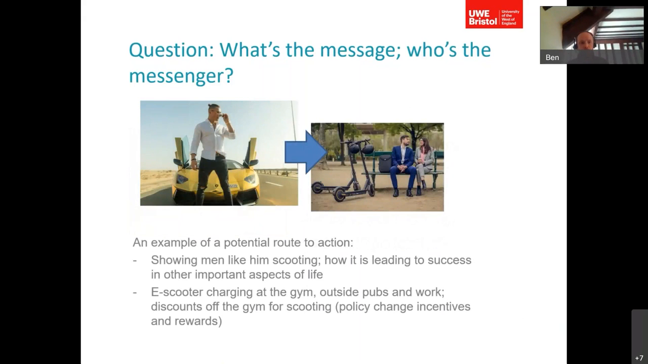So, for example, and this is an off-the-cuff example, and it might not necessarily work because we don't know this person. It might be that if you show him people like him scooting, maybe there's a Lamborghini scooter somewhere, and it costs a lot and looks flashy, he might buy into that. How it's leading to success in other aspects of life. So scooting to work allows him to park in the most prestigious parking space, for example. That might be it. It might be e-scooter charging at the gym, outside pubs and work, might give him that incentive to do that as well, the discounts, etc. But it's really challenging to break down people's perceptions when they're so heavily entrenched.